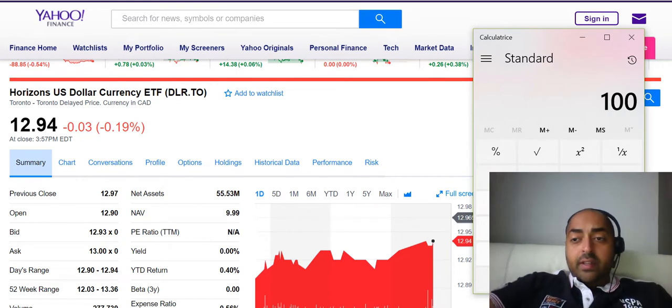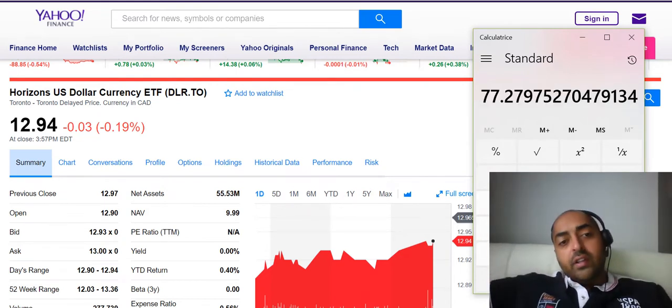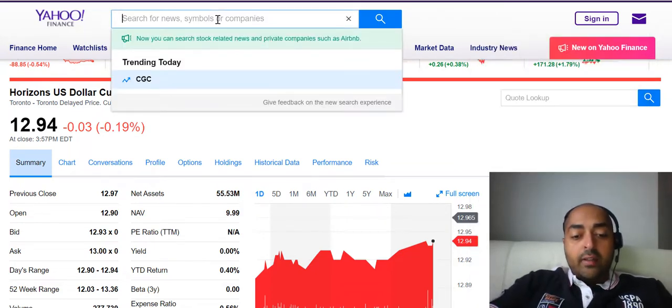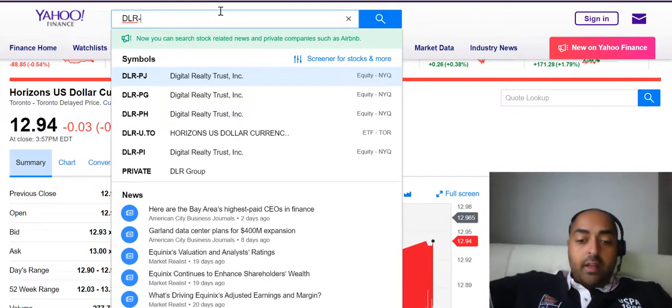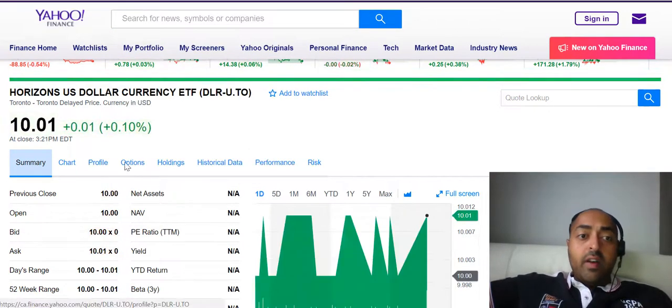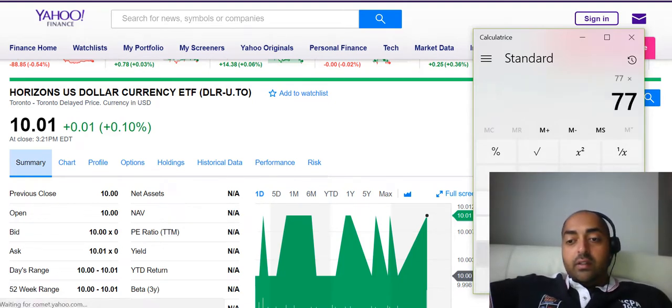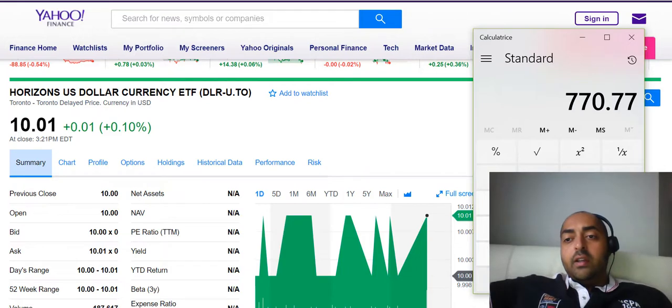What's going to happen is you had 77 shares of DLR.to, because you bought with $1,000 Canadian at 12.94, so it gives you 77 shares. When you journal them into DLR-U.to, you're still going to have 77 shares, but it's going to be valued at 10.01. So you're going to take your 77 shares times 10.01, and you're going to have $770 US.